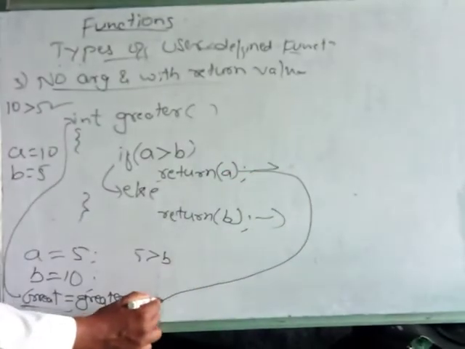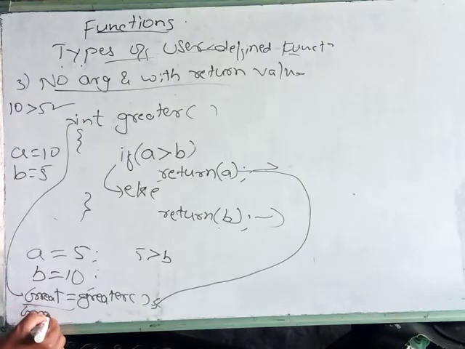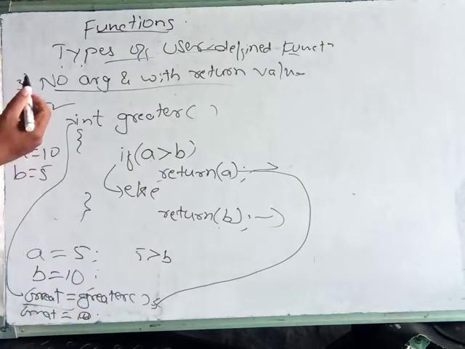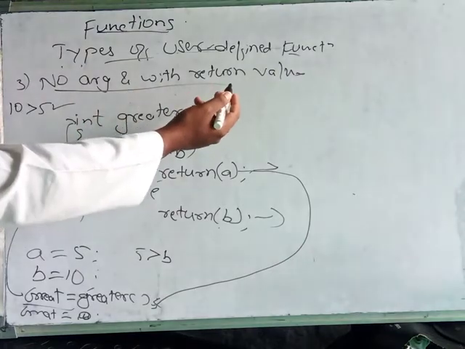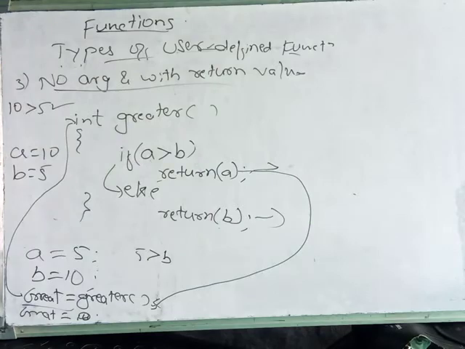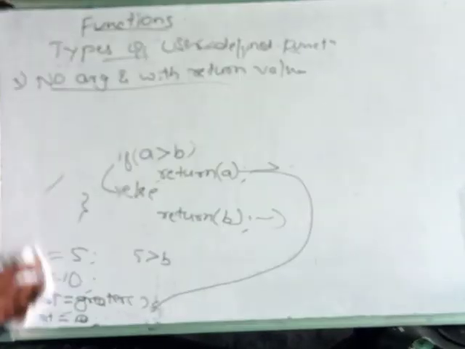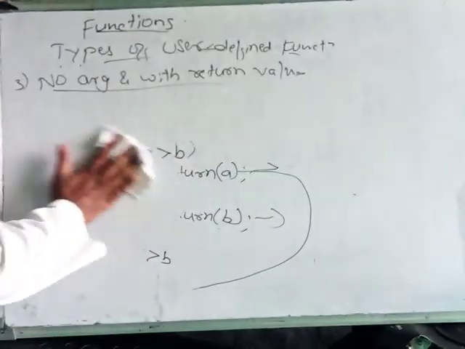Once it executes, it will come out of here and come back here. Now great becomes 10, so here 10 will be displayed. The a value is written here. Clear? This is the function with no arguments with return value. Here arguments are 0, and the return value is integer type. Clear? Now we'll see another type, with arguments and with return value.